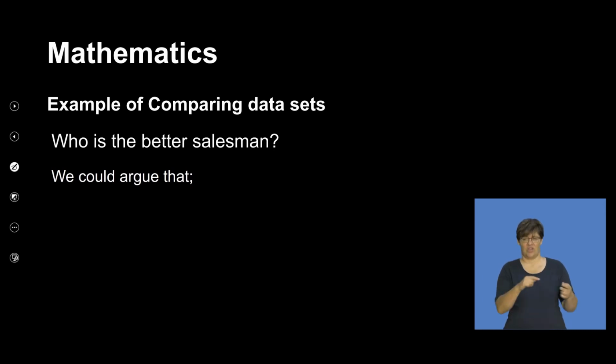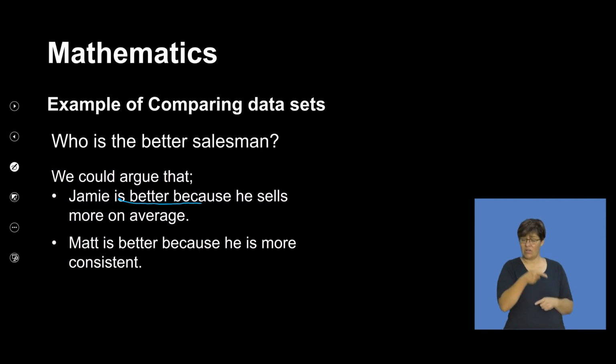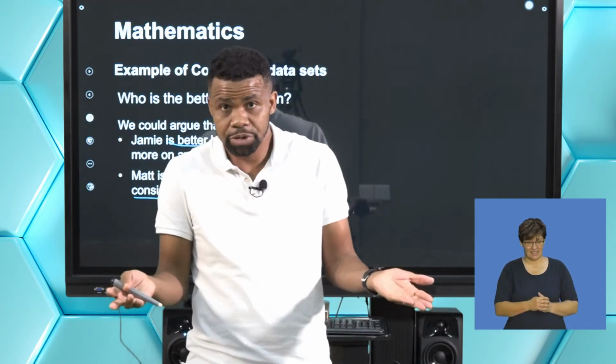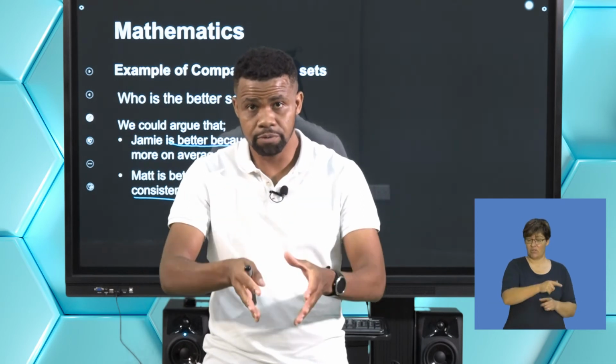So we could argue that Jamie is a better salesman because he sells more on average. We could also argue that Matt is better because he's more reliable and consistent. From there, which matters more, average or consistency? It will depend on what you value, average or reliability.